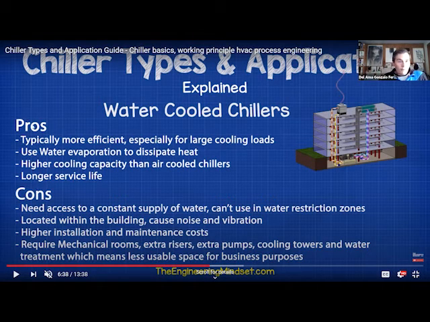And so, those are the pros. Why? Because they are more efficient, they have a higher cooling capacity, and they have a longer service life. But what about the cons? They need access to a constant supply of water.